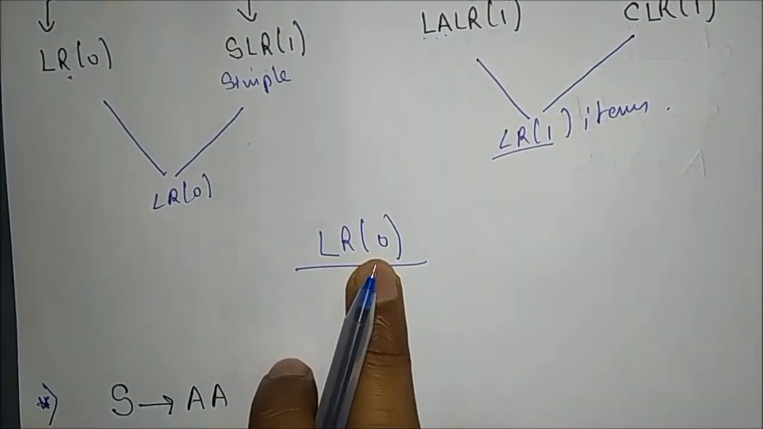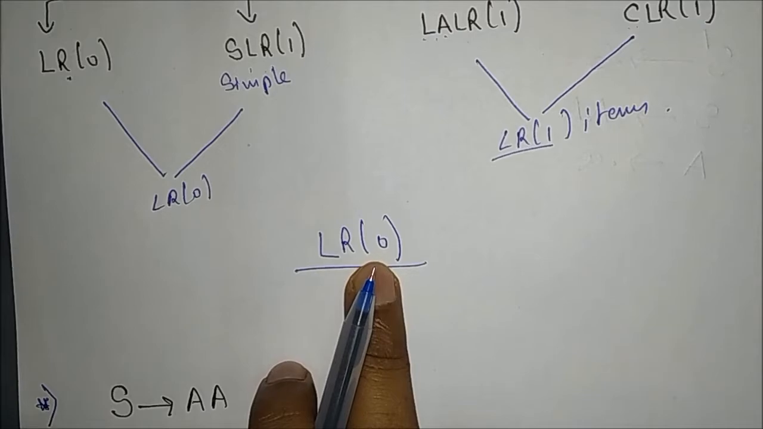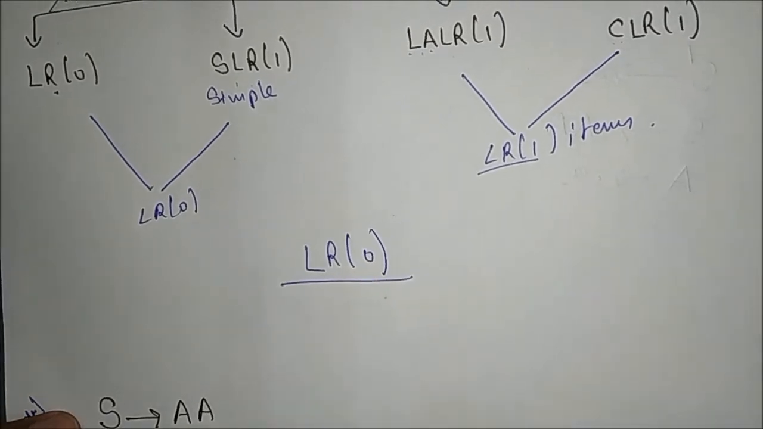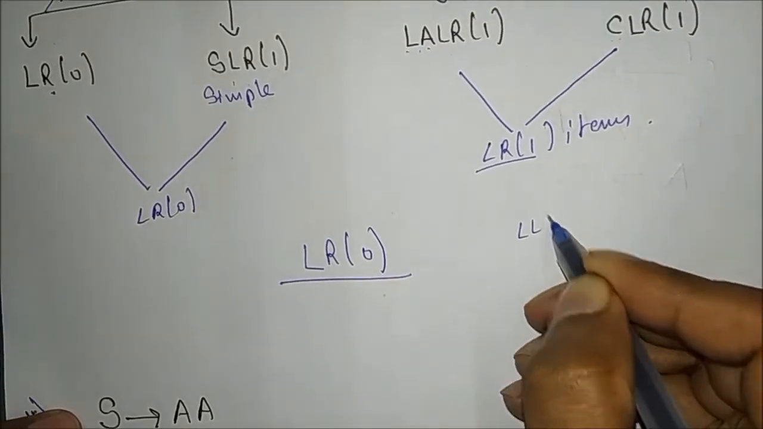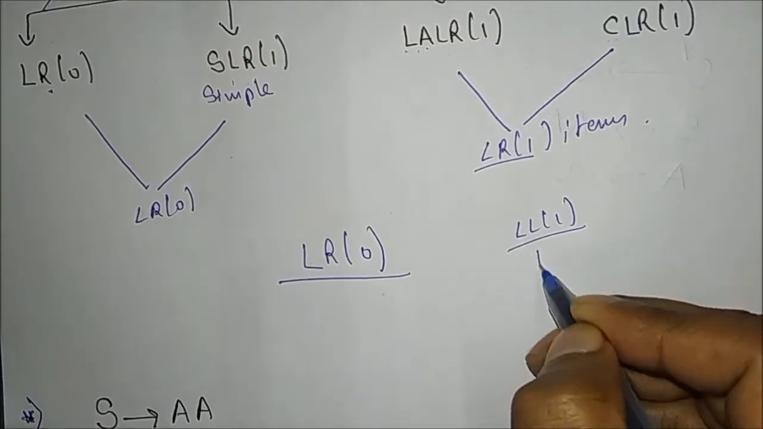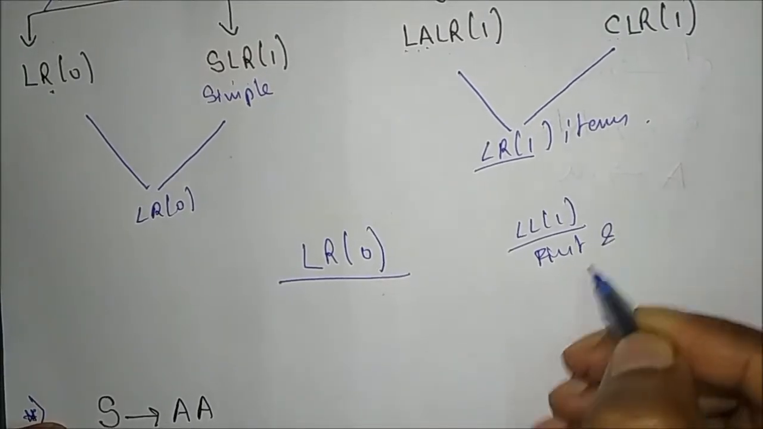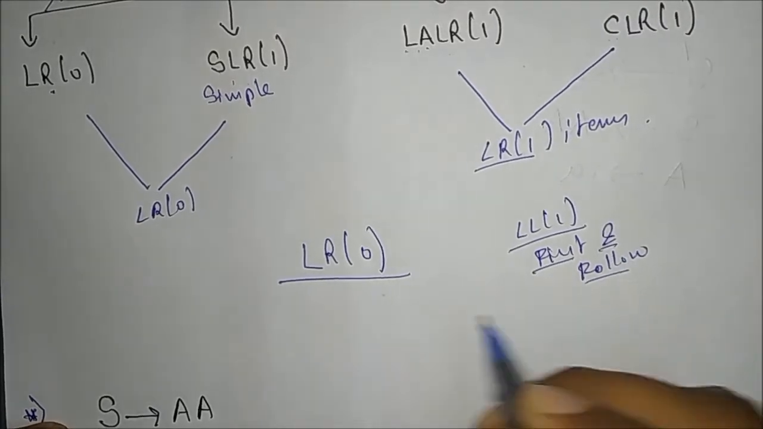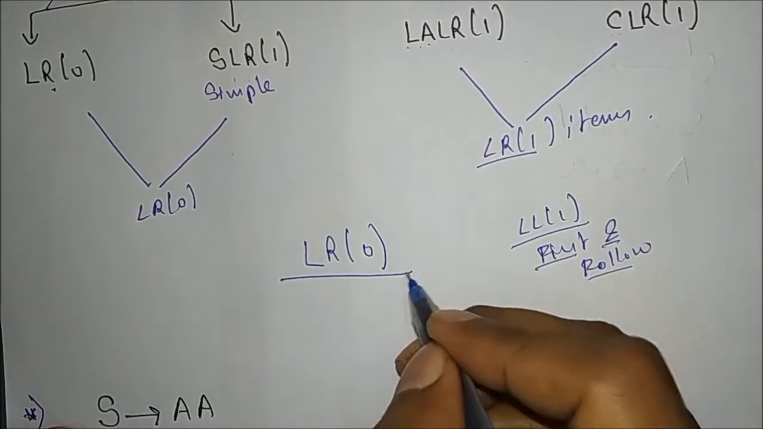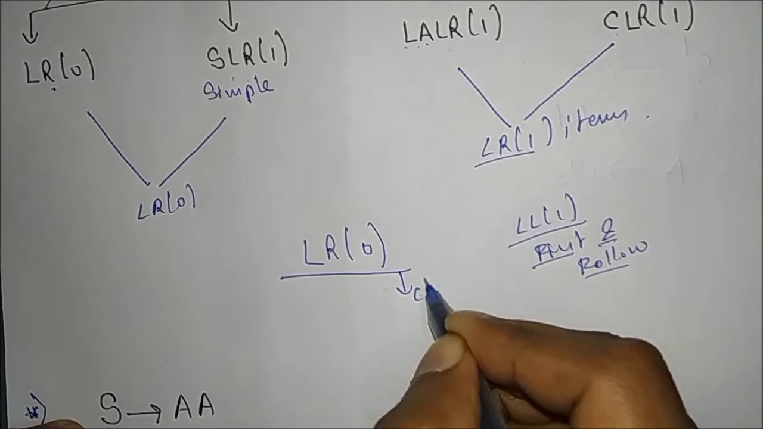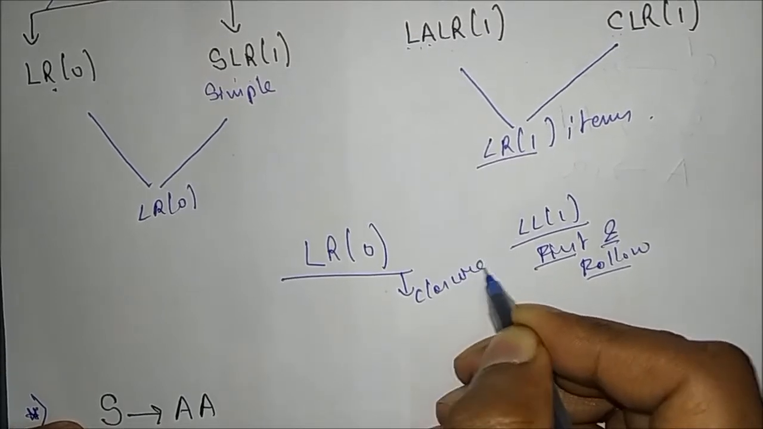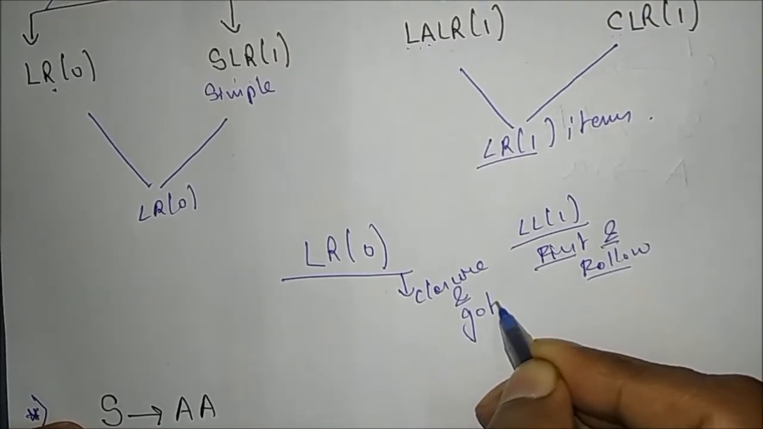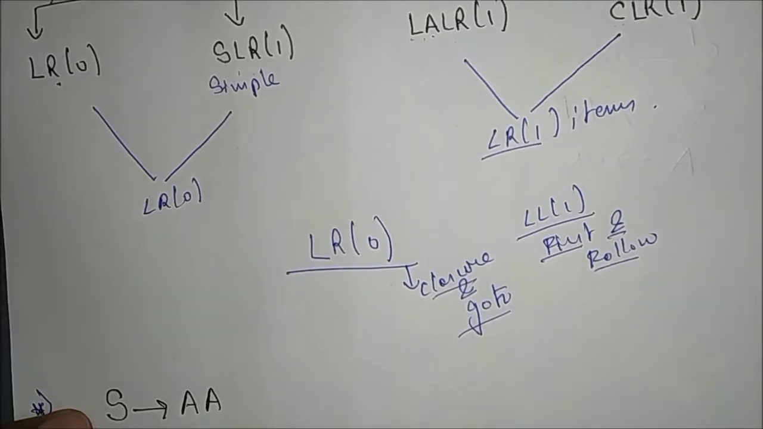Now we start with LR0. Before starting, I want to tell you one thing: in LL1 we have seen two things, first and follow. If you remember, first and follow. Similarly, in LR0 we also have two things: one is closure, and another is goto. We'll see these two things.